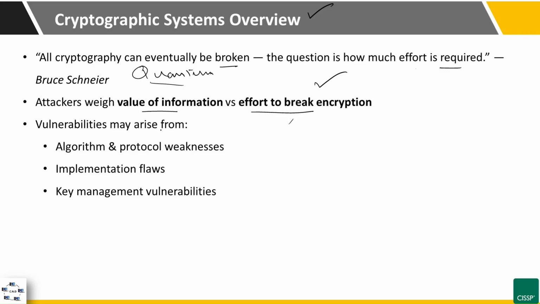Vulnerability may arise from the encryption or cryptographic algorithm as well as protocol weaknesses, how you implement them, as well as key management vulnerabilities. As we studied, if you use an HSM, you may have fewer vulnerabilities inside key management. But if you use a simple software solution, you may have key management vulnerabilities.